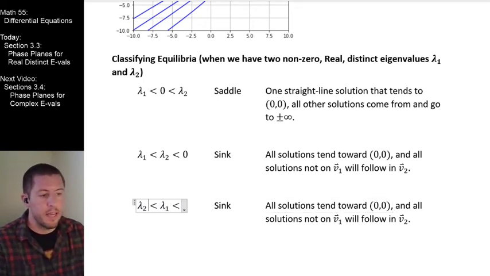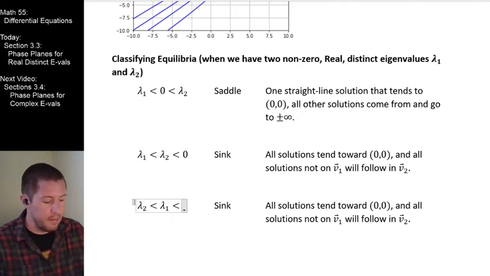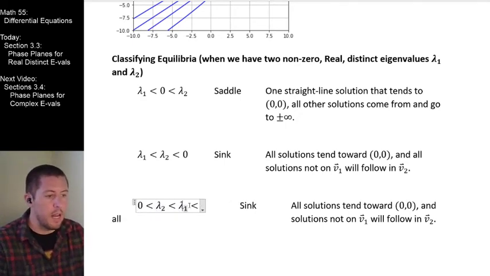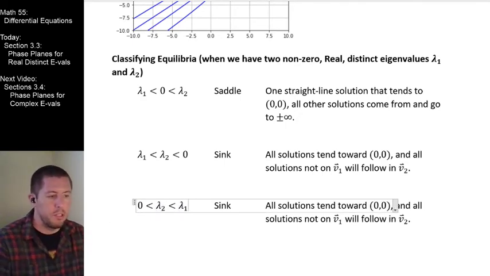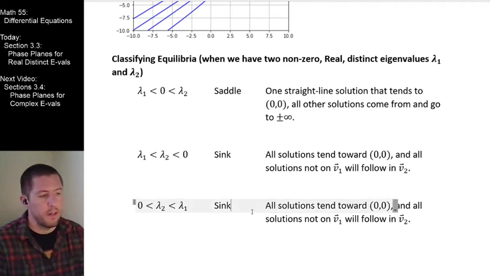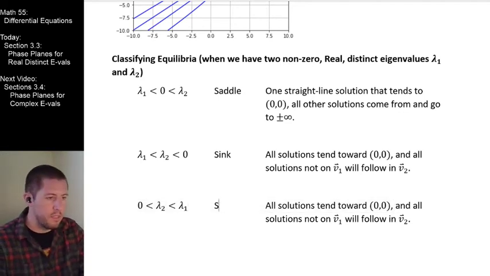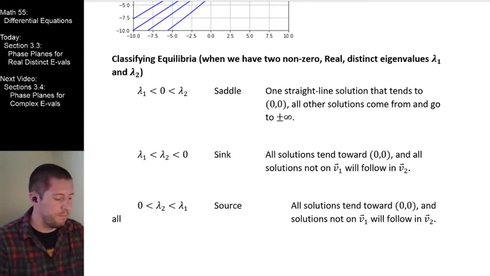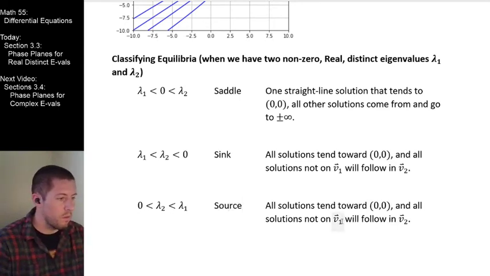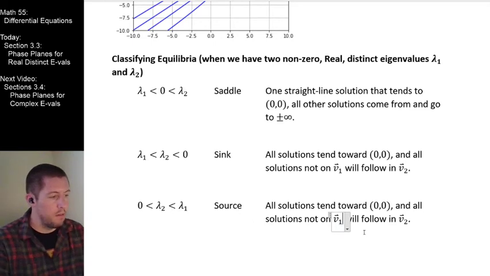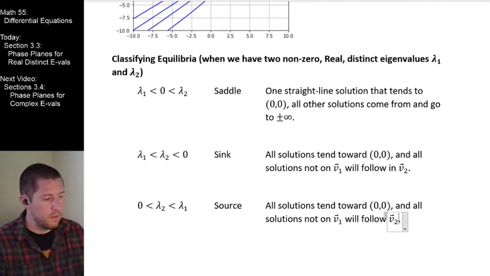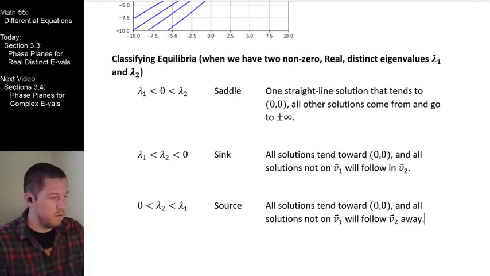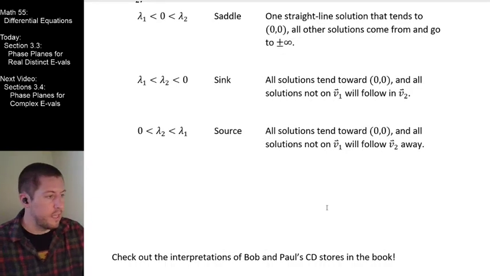And so notice here, I'm saying that lambda 1 is the dominant eigenvalue and lambda 2 is the non-dominant eigenvalue here. Lambda 2 seems to always be the one that I'm referring to as being the lesser of the two numbers, the one that's closer to 0. V1 will follow V2 away. So I'm just going to kind of state this right here.